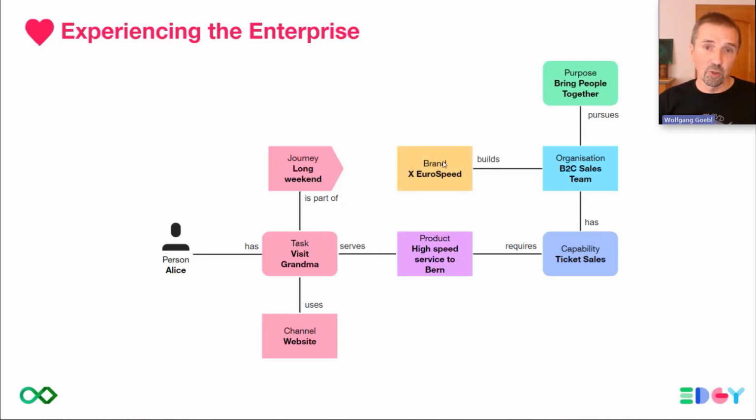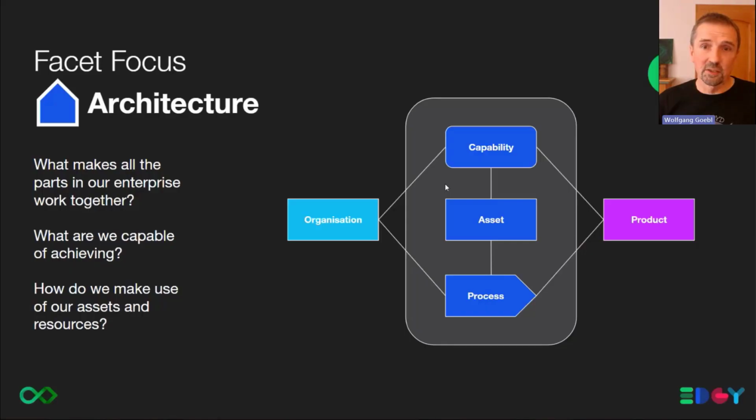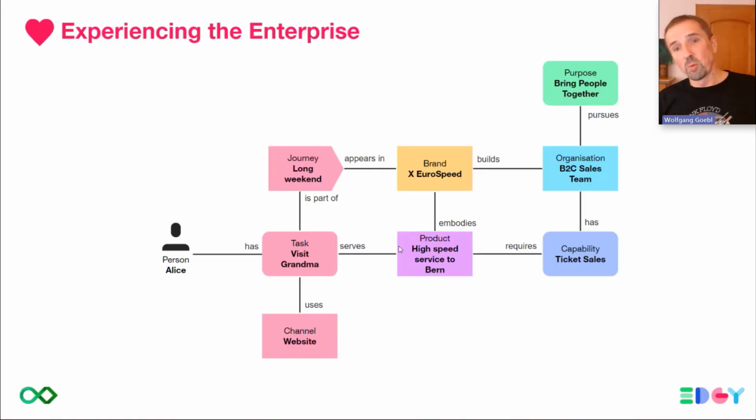And then we move to the orange facet. I haven't talked too much about this one. That's the brand. So that's the Eurospeed maybe. So our organization builds this brand, and the brand embodies, that's how we call it, a product. And the brand appears in this journey. So that's what we want to see in EDGY, that these are EDGY sentences.